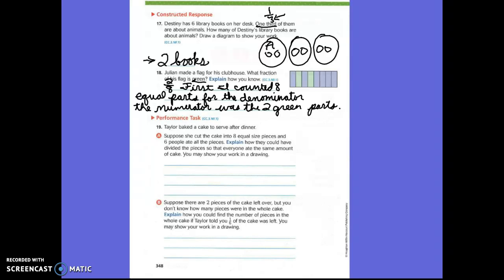So, it says she cut the cake into 8 equal pieces. Can we draw that? Yeah. Okay, let's do that. Draw a circle. Make a plus sign. And then make an X go through the plus sign. That's 8 equal pieces. And then we will put numbers on these to show people. So 1, 2, how many people were there? 6. 3, 4, 5, 6.